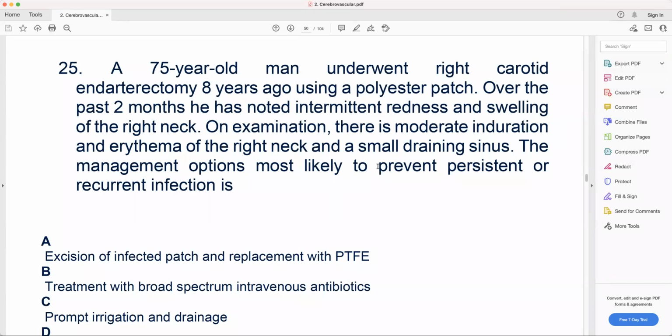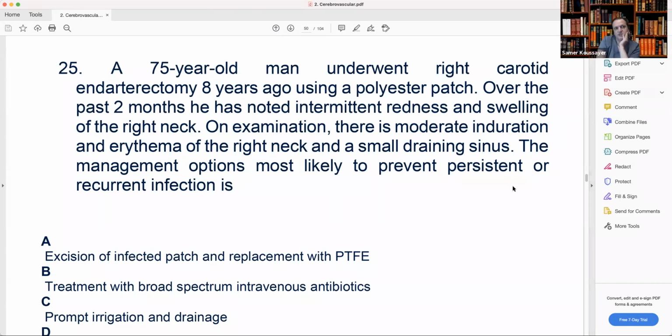A 75-year-old man underwent right carotid endarterectomy 8 years ago using a polyester patch. Over the past 2 months, he has noted intermittent redness and swelling of the right neck. On examination, there is moderate induration and erythema of the right neck and a small draining sinus. The management option most likely to prevent persistent or recurrent infection is.